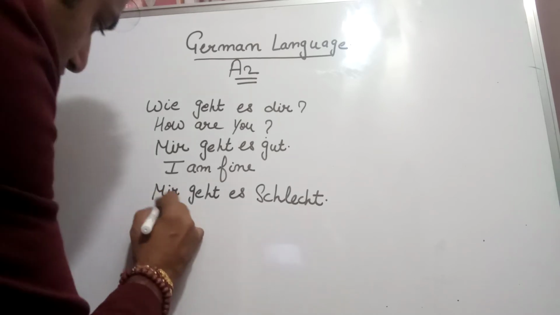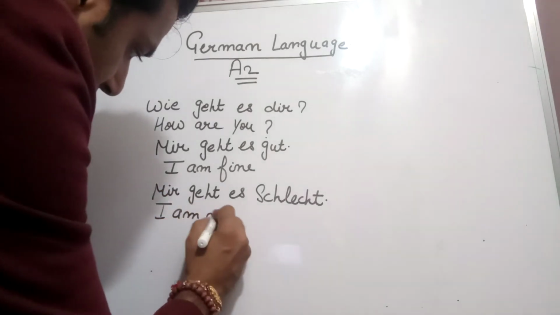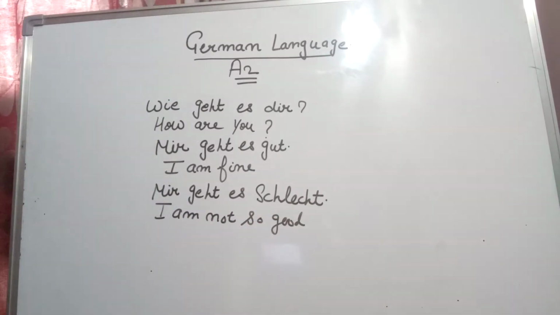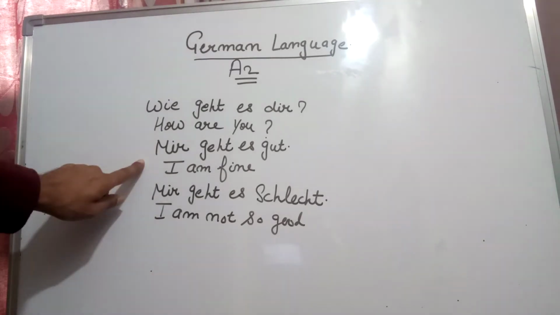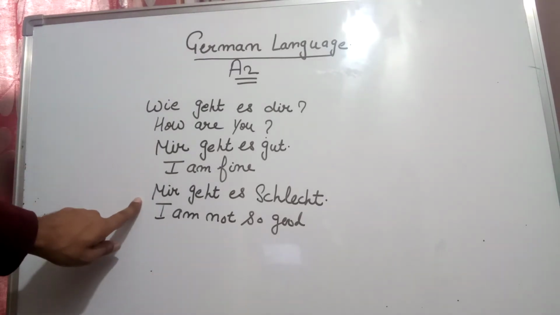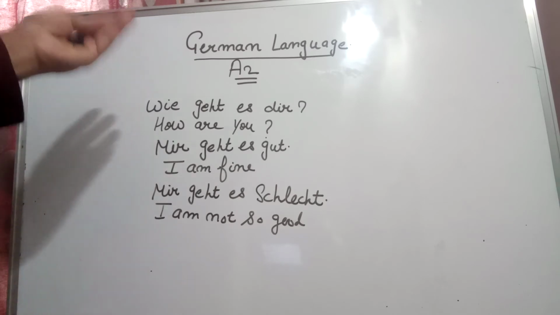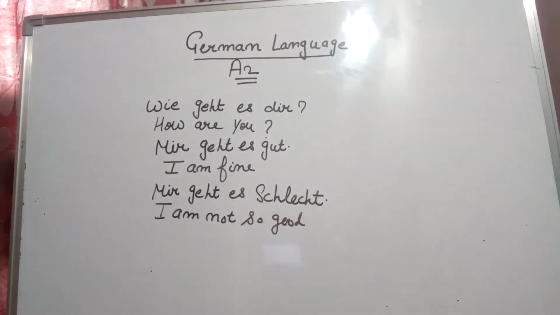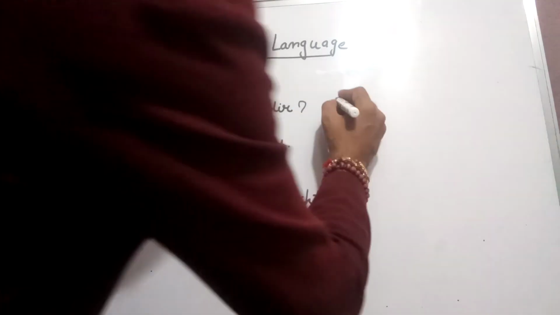If you're saying, for example, I am not so good, so you can say like this, mir geht es, speak up, schlecht. If you're saying, I am not so good, okay? You can say like this, mir geht es schlecht. Okay? So speak after me, I am not so good.